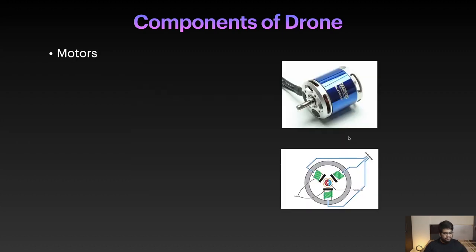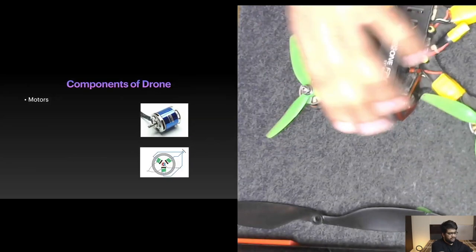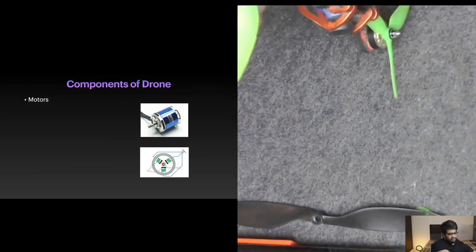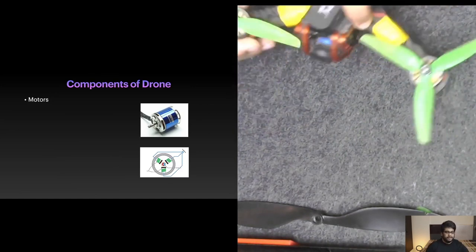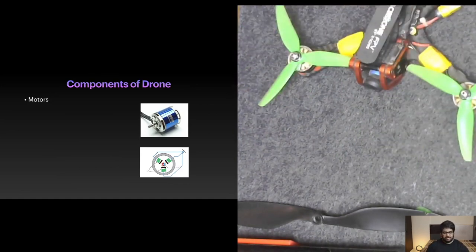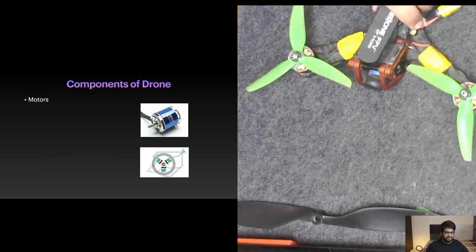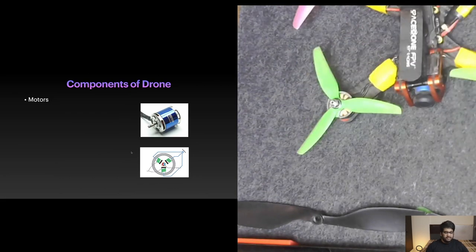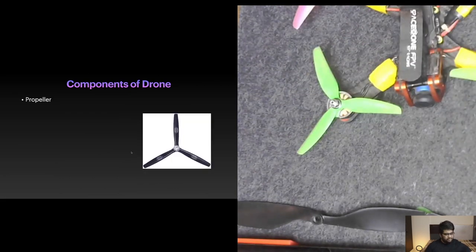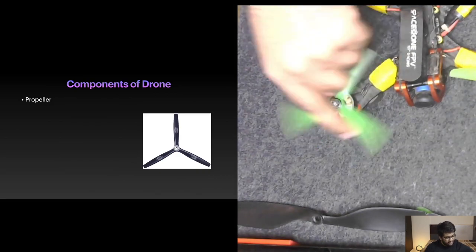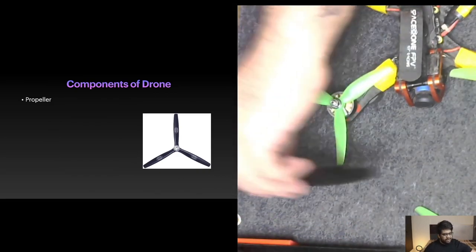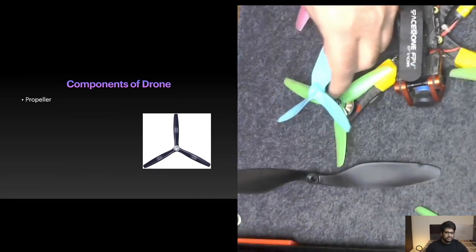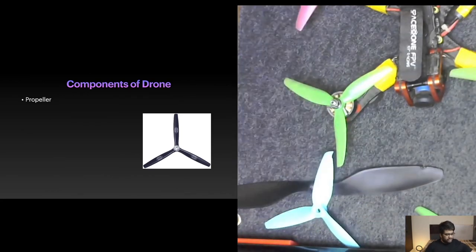Then we have the motors, and if you can see here, these are the motors in the quadcopter, which I told you to imagine. We have four motors because quad means four, and this is the inside of this motor, but we will talk more about it in the motor chapter. Then we have the propellers here. As you can see, these are the propellers. They come in different shapes and sizes, and we'll be discussing them a lot. Then we have the electronic speed controller.